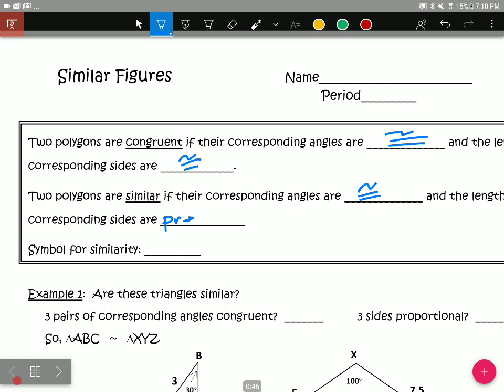Is it proportional? Yeah, I think it's an O. Proportional. The symbol for similarity is this little sideways S-looking thing. The sideways S-looking thing that we put on top of the congruency statement, that's for proportional. Okay? So here we go.